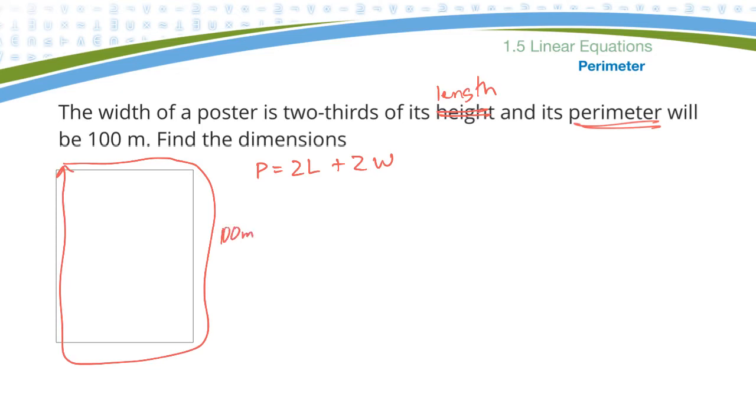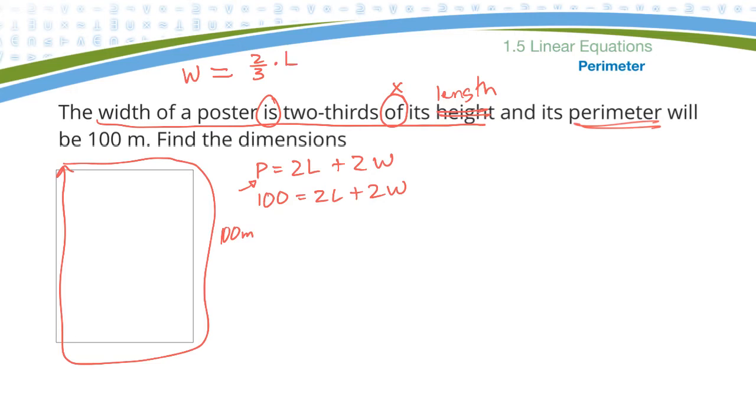Oh, that's a big poster. And I would put that right in there where the P is. So 100 is equal to 2L plus 2W. Now up here it also says the width is 2/3 of its height. So the width is, means equals, so the width is 2/3, and of typically is multiply. So width is equal to 2/3 times the length.